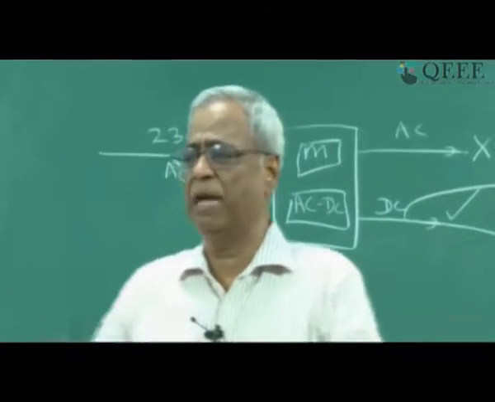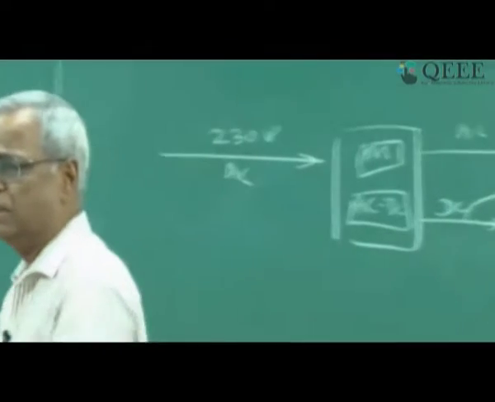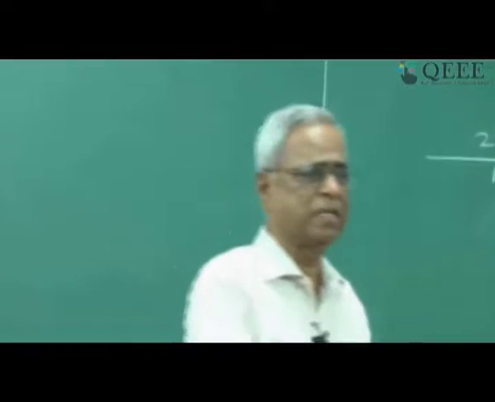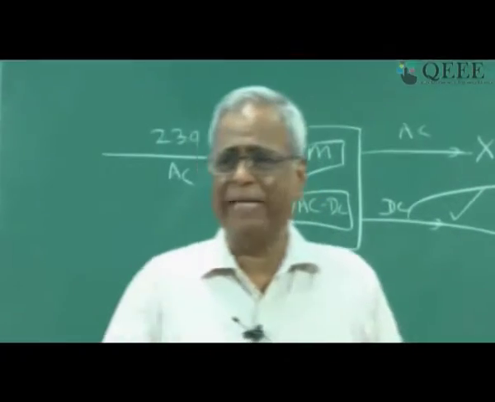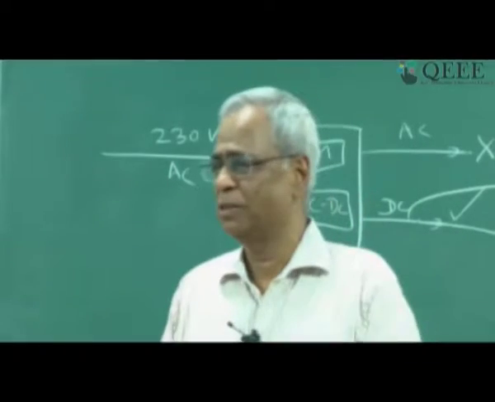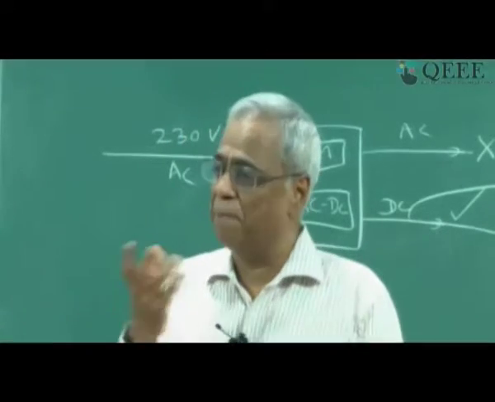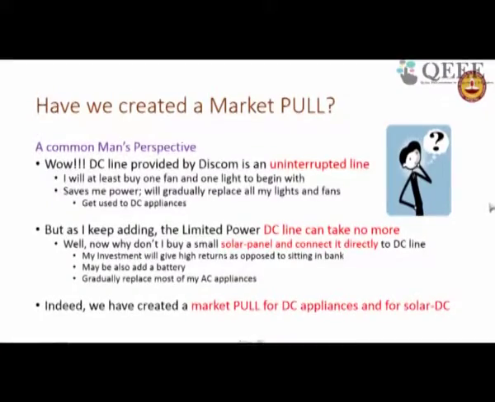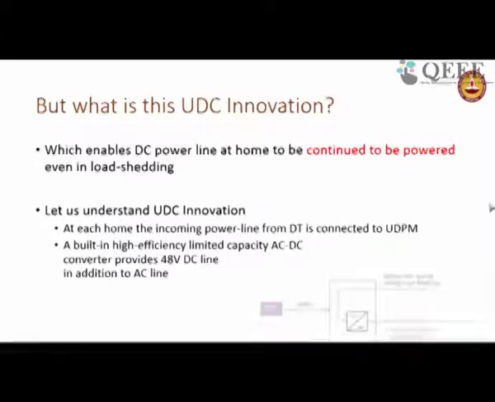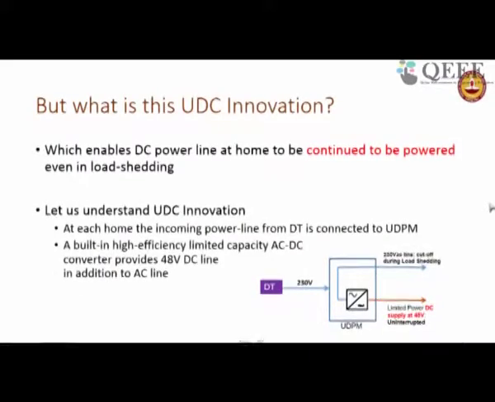Instead of letting my investment sit in a bank and give me some return, even if it gives me 8% or 8.5% return, I have to pay tax on that, so I get only so much. If I invest in this, it will save my power bill and I will get a much higher return. And gradually I will replace all my appliances. So I have created a market pull. How is this possible? Well, a very simple concept.